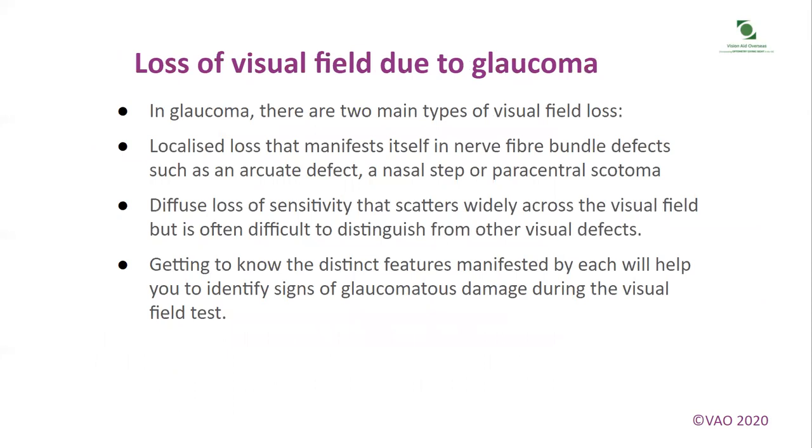In glaucoma, there are two main types of visual field loss. Localized loss that manifests itself in nerve fiber bundle defects, such as an arcuate defect, a nasal step, or a paracentral scotoma. Diffuse loss of sensitivity that scatters widely across the visual field but is often difficult to distinguish from other visual defects. Getting to know the distinct features manifested by each will help you to identify signs of glaucomatous damage during the visual field test.